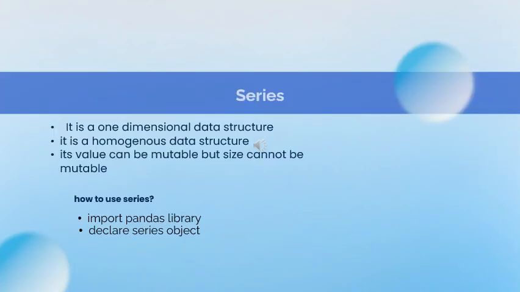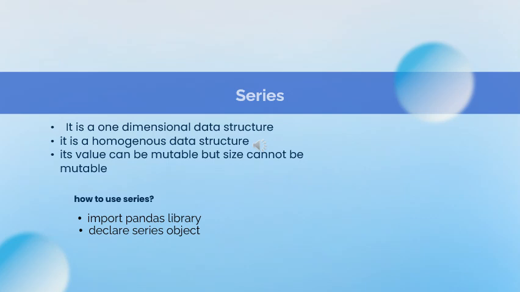Let us discuss series. What is series? It is a one-dimensional data structure. It means the data is saved in the form of a single row or a column. It is a homogeneous data structure, that is, it saves only the same data type values. It will not consider a combination of two data types. Here the value can be changed but the size cannot be changed. If you add a new value, series will create a new series and then add the value, as the size cannot be changed.